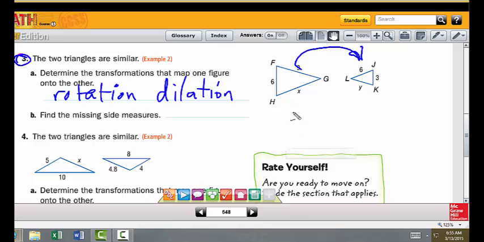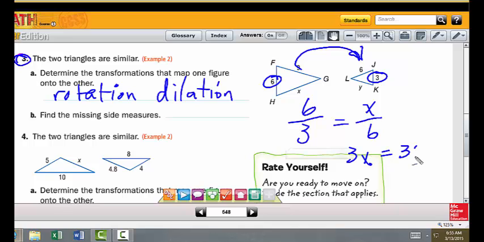One of the things we should see right away is once we rotate it, 6 is related to 3. So we're going to write 6 over 3, and that needs to equal something. In this case, x would end up mapping over 6, so we would have x over 6. Now we need to do our math here and recognize that we have 3x, cross multiply, equals 6 times 6, which is of course 36, divide by 3, and we have x equals 12.